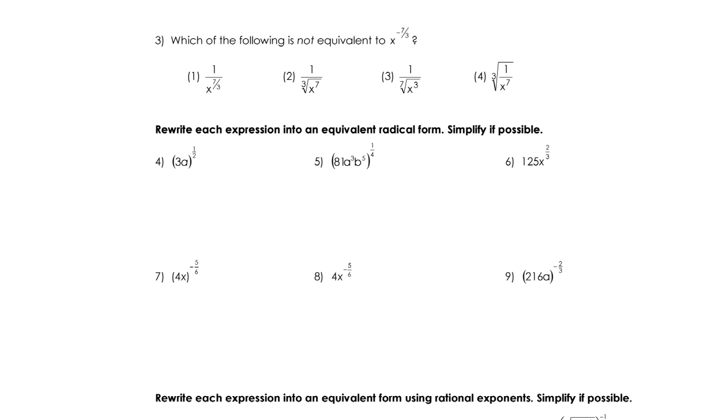All right, guys, we're on the back side of Unit 5, Day 2 notes. And number 3 is talking about which of the following is not equivalent to x to the negative 7/3. All right, so let's take care of the negative exponent first. And hopefully you remember that all we have to do is make this go into the denominator of a fraction. Okay, and it's going to become a positive 7/3. Okay, so x to the positive 7/3.